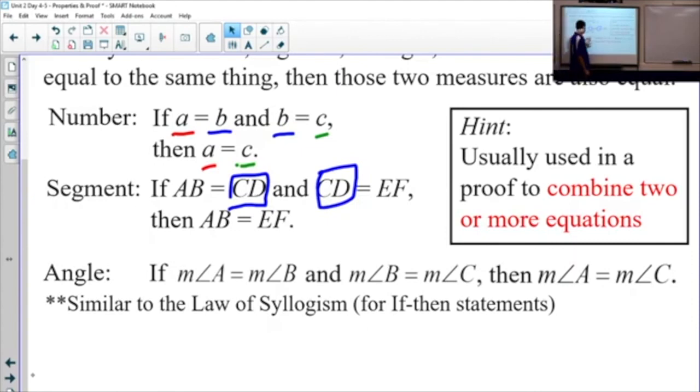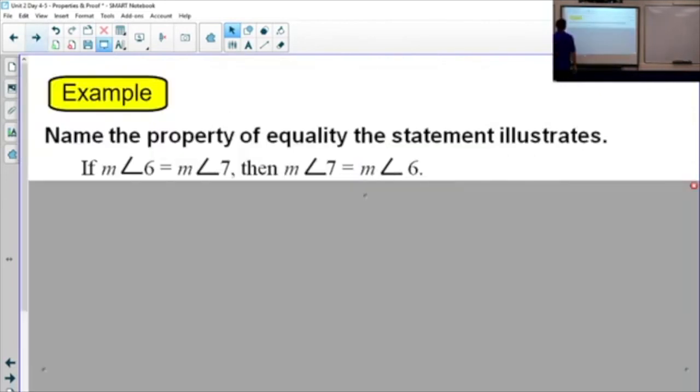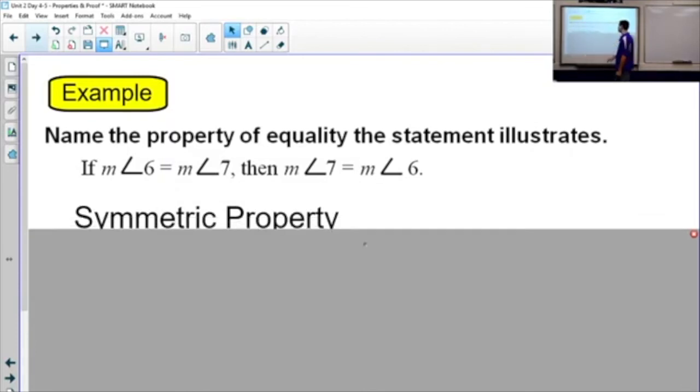For angles, if angle A equals angle B, and angle B equals angle C, then angle A equals angle C. But the more basic way to write it is if A equals B and B equals C, then A equals C. So let's look at some examples here. Name the property of equality this statement illustrates. Again, this is much more vocabulary than anything else. If measure of angle 6 equals measure of angle 7, then the measure of angle 7 equals measure of angle 6. So these statements got switched around. So what lets me switch these around? Well, that's the symmetric property.